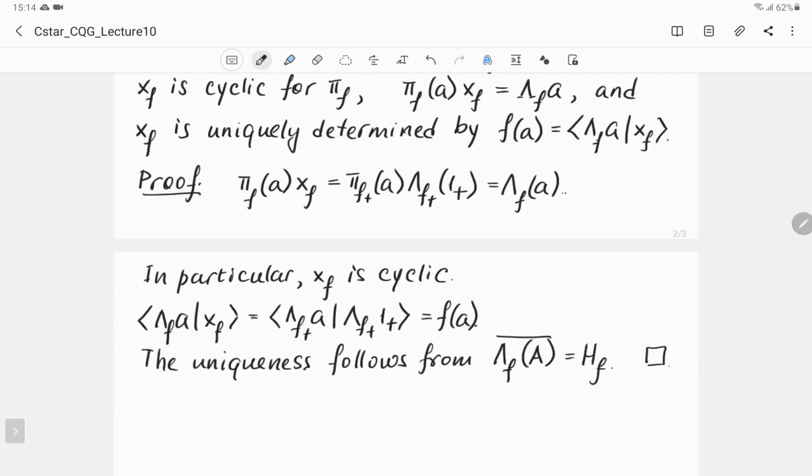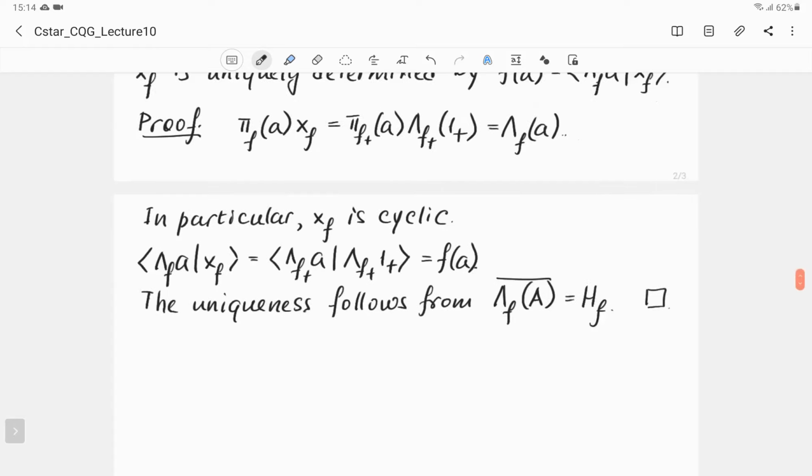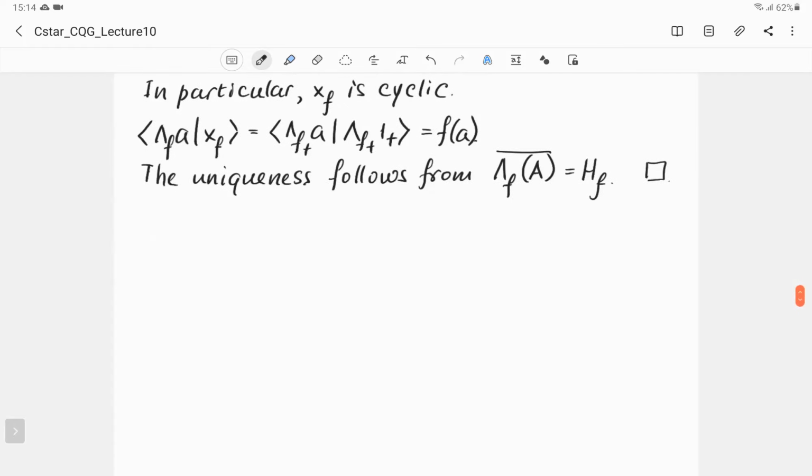Okay, so this completes the proof. So we see that each GNS representation is cyclic. And now let's show that the converse is also true. So we have the following result.